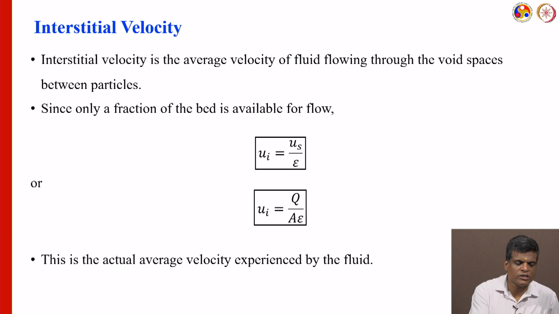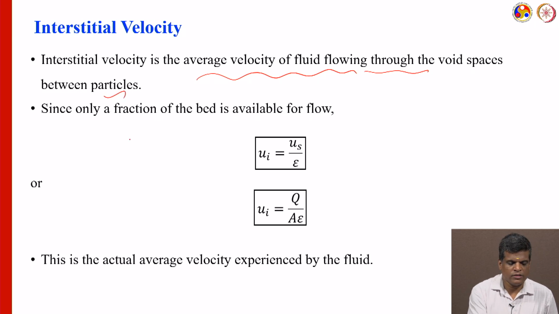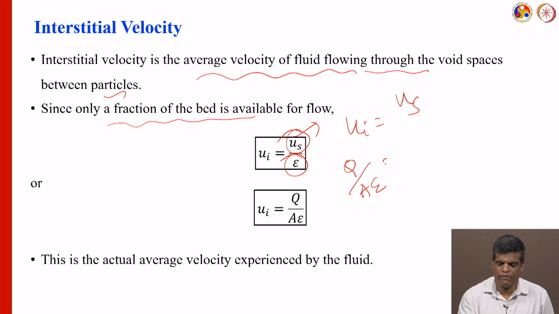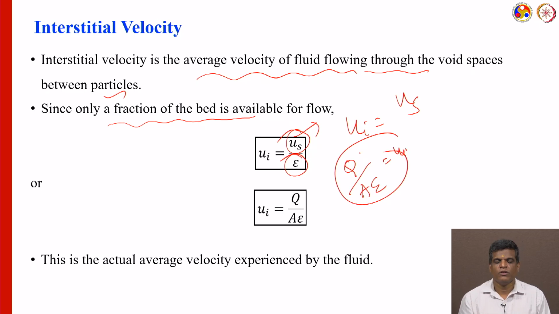Then the interstitial velocity is the average velocity of fluid flow through the void space between the particles. Since only a fraction of the bed is available, we write Ui equal to Us, the superficial velocity, divided by the porosity. Since Us can be written as Q by A, with epsilon already there, we can write Ui equal to Q by A epsilon. This gives the actual average velocity experienced by the fluid.